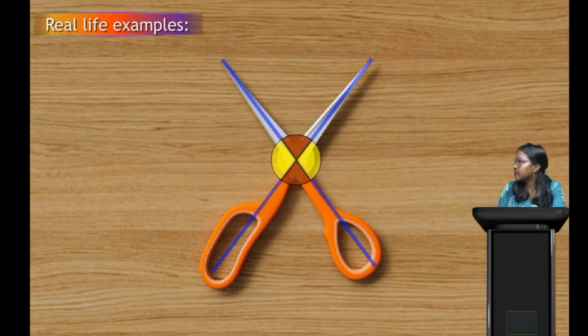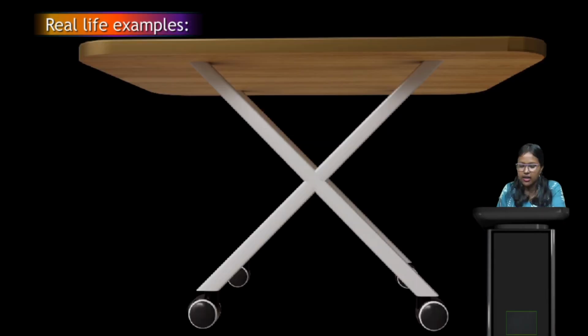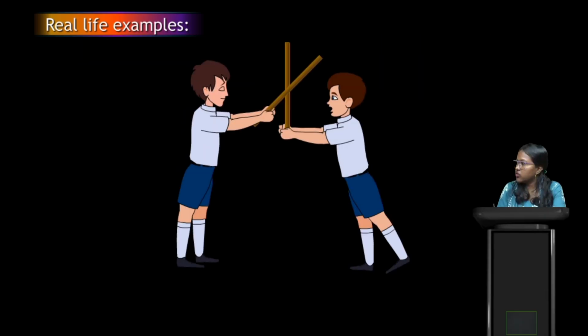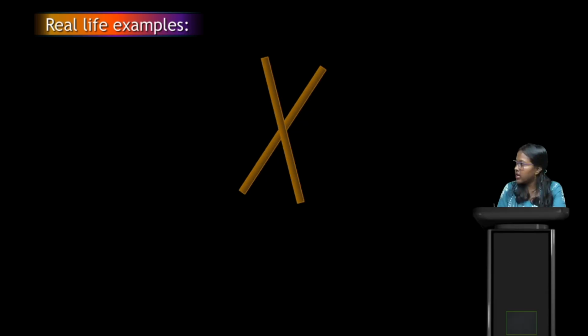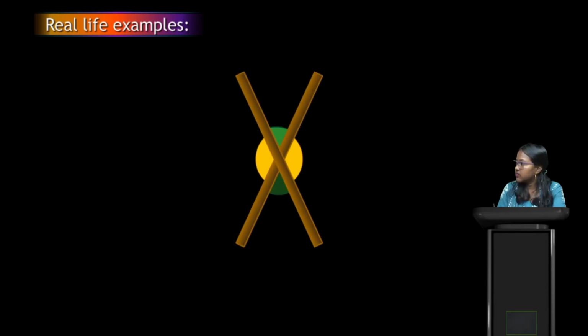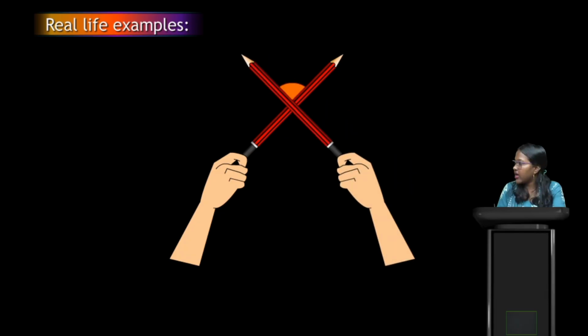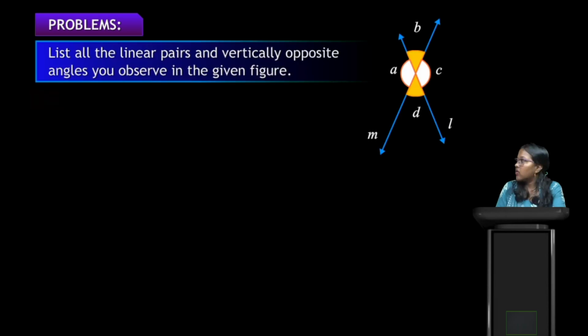Next, another real life example. This one is another real life example. What is this? Here also you see in the table, vertically opposite angles you can see. Here also, in the stick also, vertically opposite angles are generated. So these are the real life examples. With a pencil also we can generate vertically opposite angles and the angles will be the same.